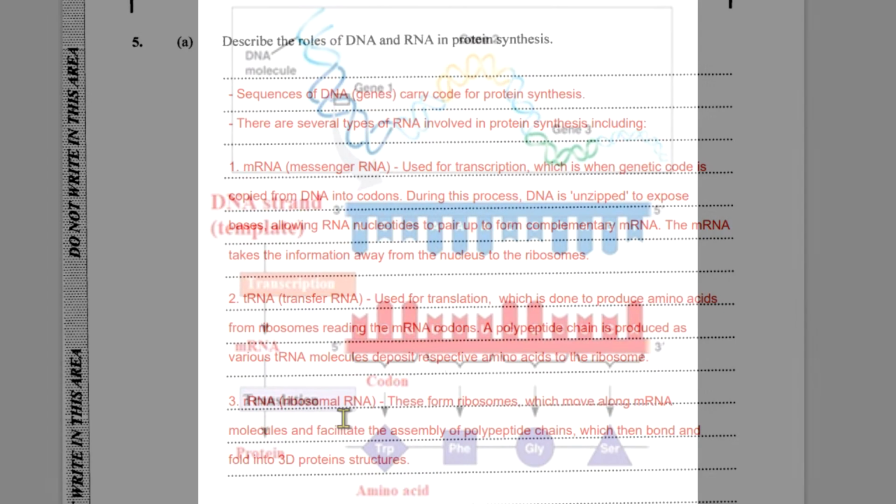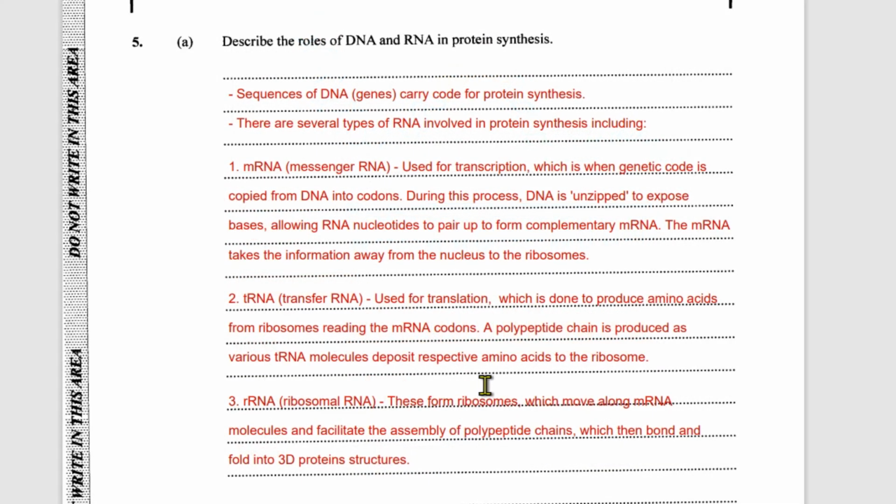Ribosomal RNA now form ribosomes. These are the constituents, think of them as the building blocks of ribosomes. And what ribosomes do is that they move along mRNA molecules, kind of like a ticker tape timer. It reads it like a message, and that facilitates the assembly of polypeptide chains, which again would fold into protein structures. So this is how DNA eventually codes or instructs on how to form a protein.